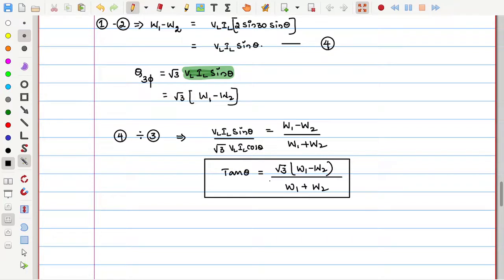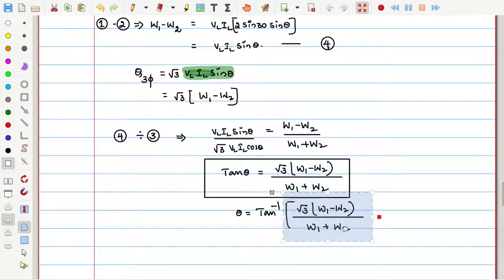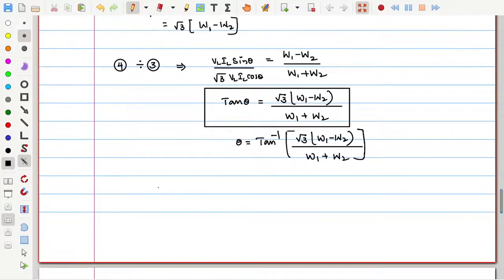Once you know W1 and W2, you can calculate tan theta. Once tan theta is known, we can find theta also. Theta is equal to tan inverse of this entire value. So that we will get important information about the power factor. What is power factor? Cos theta is equal to the power factor. So once we know that, we can write cos of tan inverse of all this information.